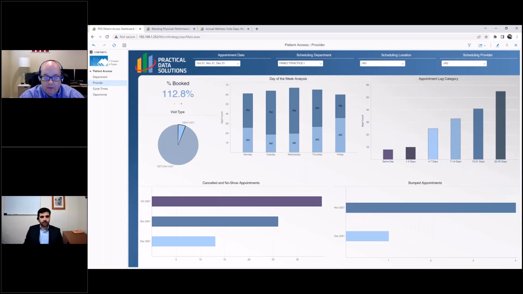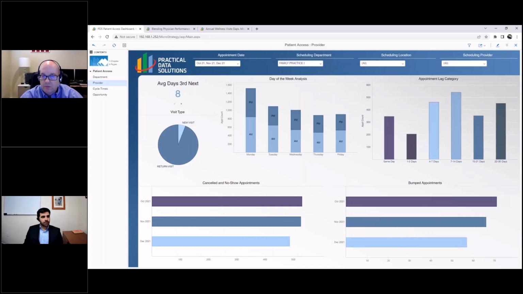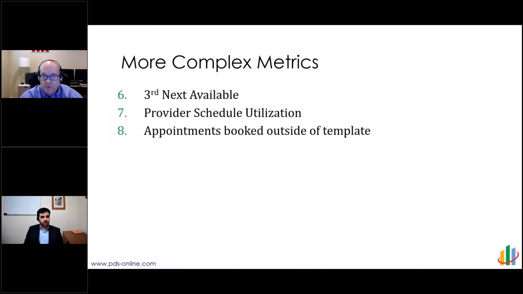We can look at things like canceled no-show appointments. We can look at bumped appointments. And I really like to focus on bumps, because a bump is really a provider initiated cancellation. And when we look at it from that standpoint, that's capacity that we're not using in addition to being a real patient dissatisfier. So having all of this information available can really be helpful, but sometimes we may want to take this information and go to kind of another level on it as well.